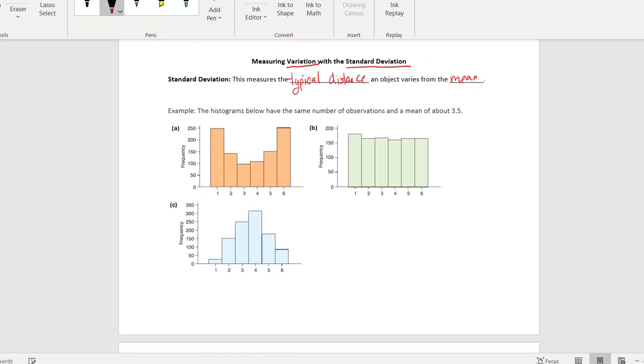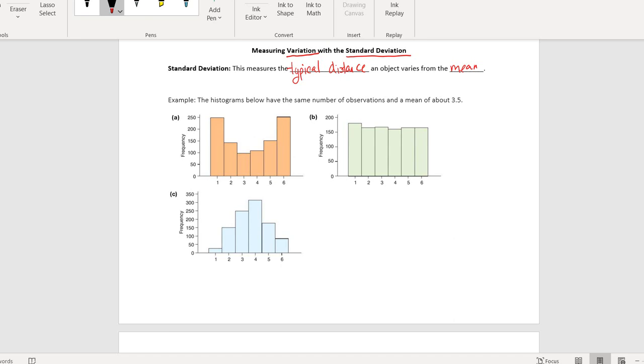So if we look at this example, what we can see is that every single histogram has an average at 3.5. So each one has an average at 3.5. Now, even though they all have an average of 3.5, the issue is that they're clearly showing very different information. So what we're going to do is look at which one has the most variation.